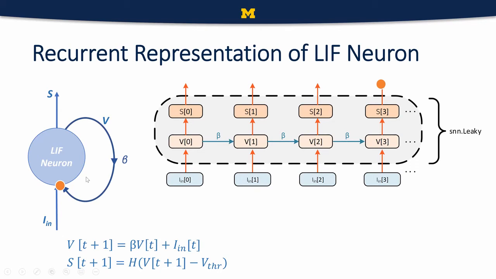So yes, you've got the recurrent representation and the unrolled computational graph representation. And these two things are equivalent. I find that this representation here is a lot more lenient towards understanding how backpropagation works with spiking neural nets.